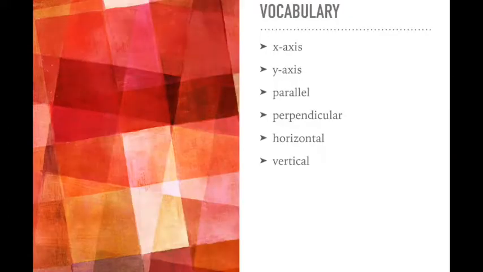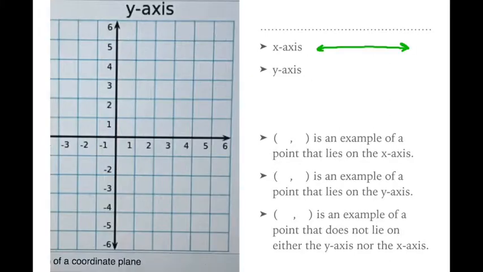But before we do that, we have to tackle some vocabulary. We will be using these vocabulary terms very often, and we need to make sure that you know what they mean. The x-axis and the y-axis are both essentially two number lines. The x-axis is a number line that goes from left to right, and the y-axis is a number line that goes up and down. And when we put them together, they form a coordinate plane like we see here in the image.